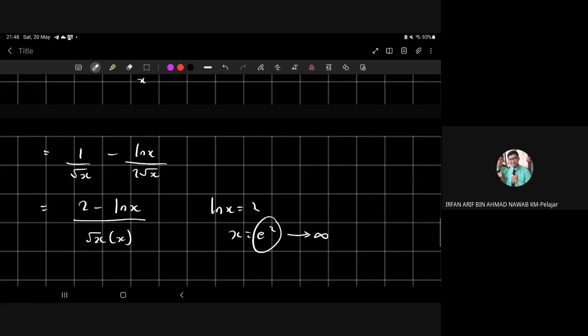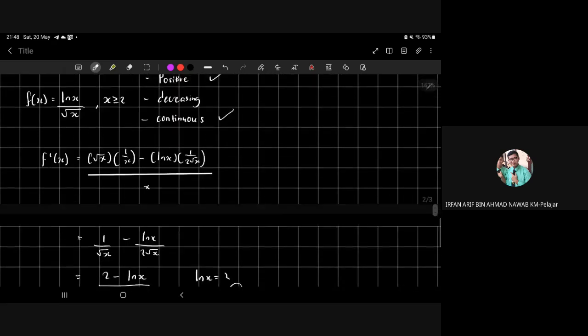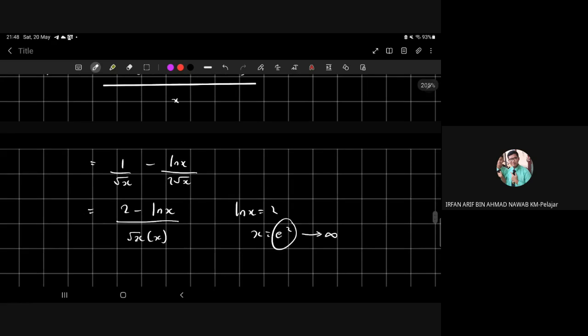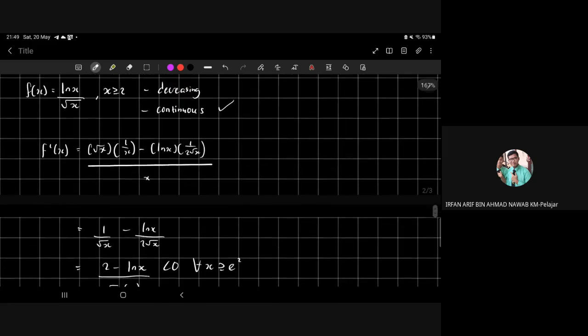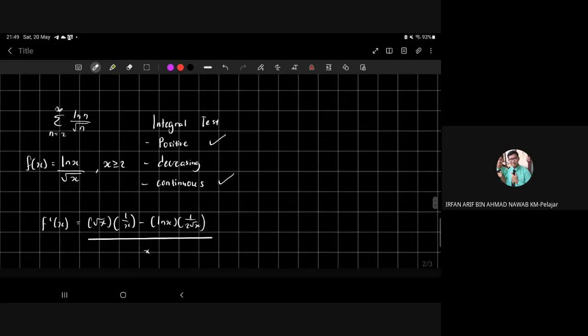And the reason why this condition holds is that we want to see what happens when it approaches infinity. Is it always decreasing, or are there some x values where it increases all of a sudden? Therefore, it does satisfy the condition. But here, from x equal to e to the power of 2 up until infinity, the function decreases, right? So you could say here that it's less than 0 for all x larger than or equal to e to the power of 2. So it is a decreasing function.